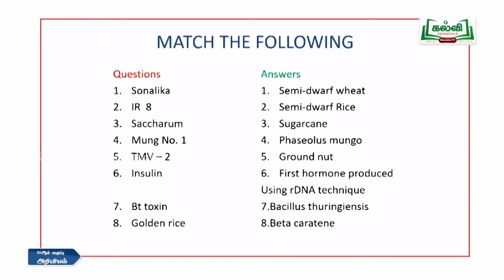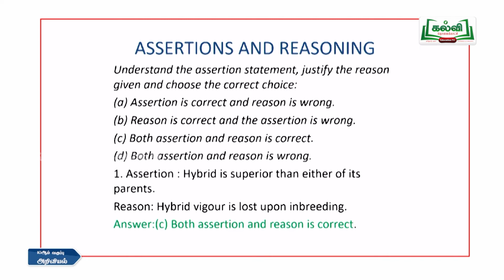Here are the questions. Question number 1, Sonalika. I'll give the direct answer: semi-dwarf wheat. Question number 2, IR8, semi-dwarf rice. Question number 3, Saccharum. Answer is sugarcane. Question number 4, Mung number 1. Answer, Phaseolus mungo. Question number 5, TMV2. Answer, groundnut. Question number 6, insulin. Answer, first hormone produced using rDNA technique. Question number 7, Bt toxin. Answer, Bacillus thuringiensis. Question number 8, golden rice. Answer, beta carotene.